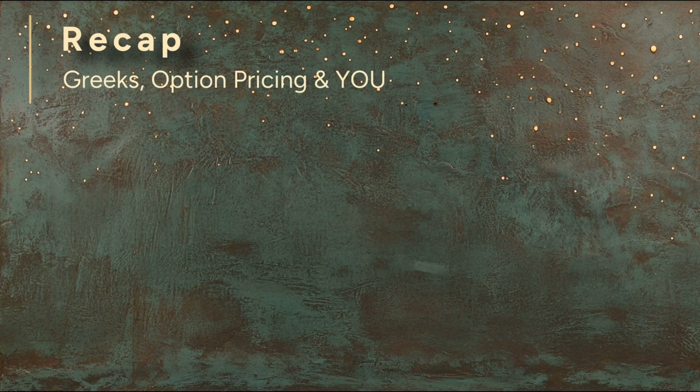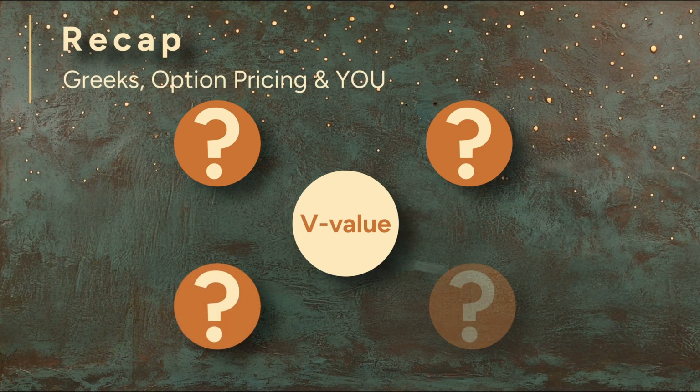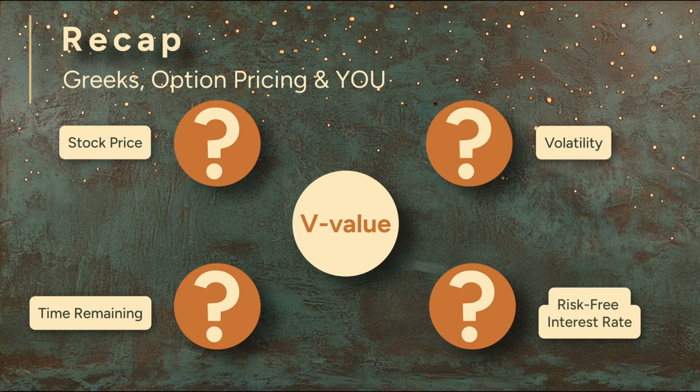Let's bring it all together. The Greeks, the option price, and you. At the center of it all is the price of the option. That's our V, the value. Surrounding it are the four main forces that shape that value: the price of the stock, the volatility, the time remaining, and the risk-free interest rate. Each of these pulls on the option price in its own way. And now, you know which Greek measures each one.